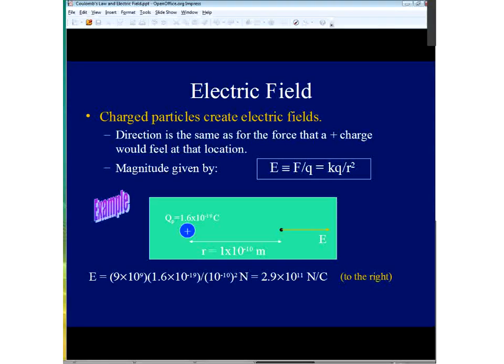What is the unit of electric field? Electric field is force upon charge. So Newton per Coulomb would be the SI unit.